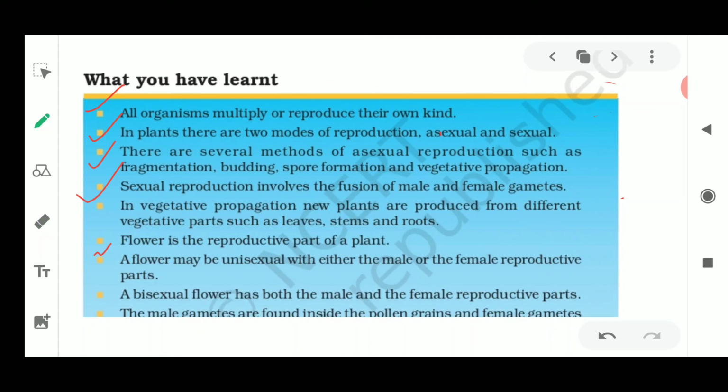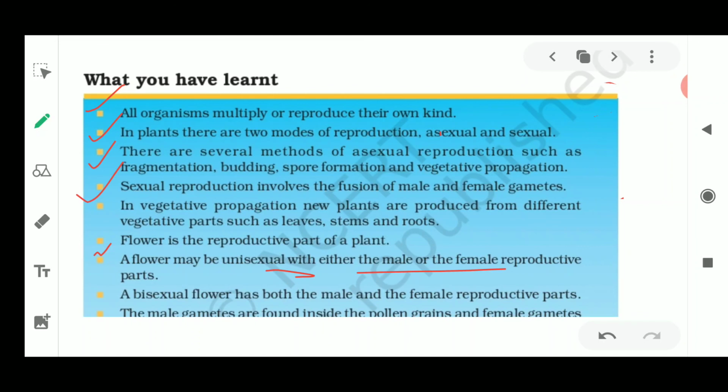Next, a flower may be unisexual, with either the male or the female reproductive part, or bisexual. If the flower has only one of the two parts, it is known as a unisexual flower, and if both the male and female reproductive parts are present in one single flower, it is known as bisexual. So I have given you as homework to write down 5 unisexual flowers and 5 bisexual flowers.